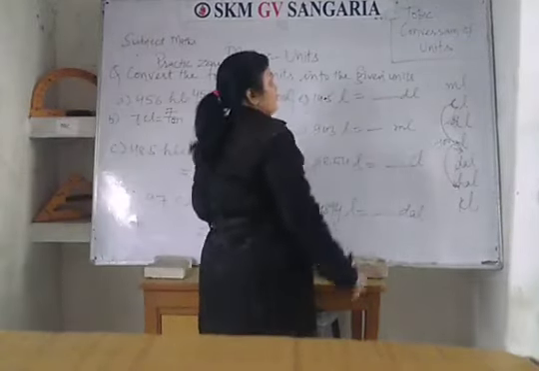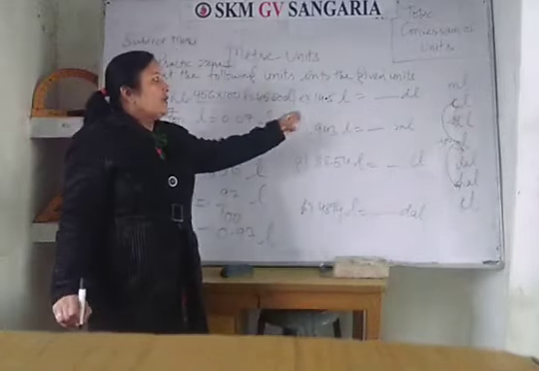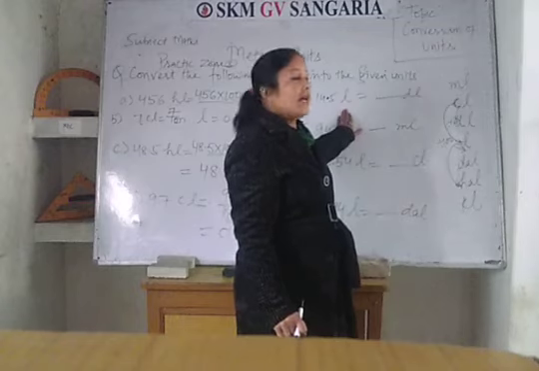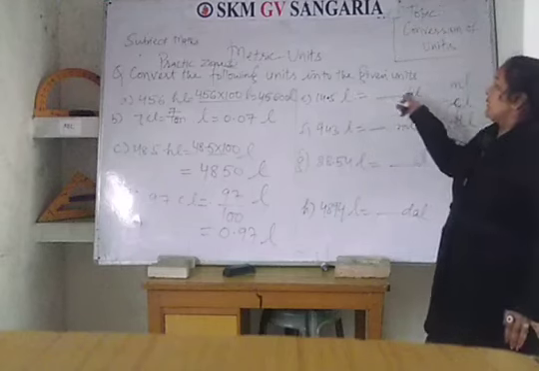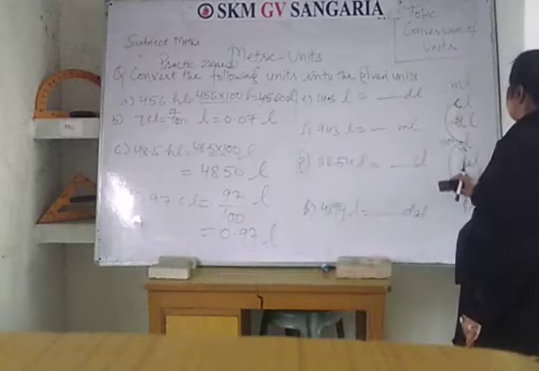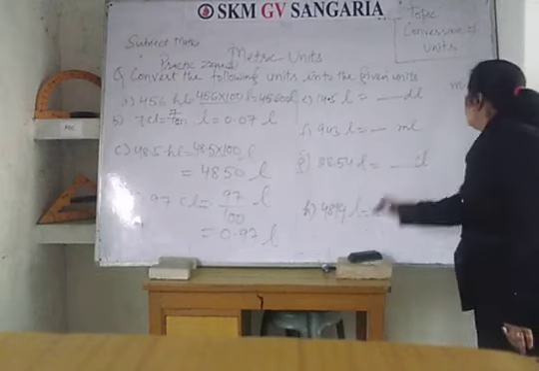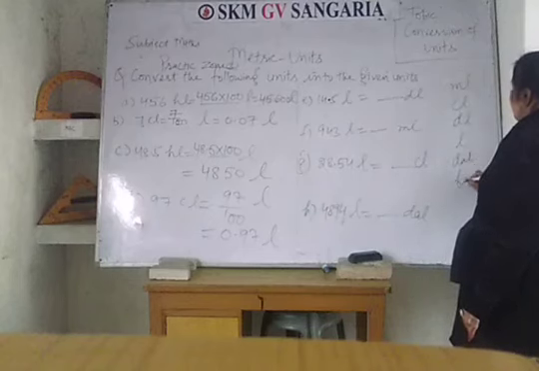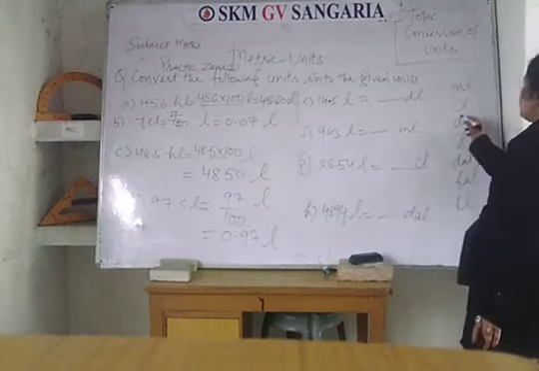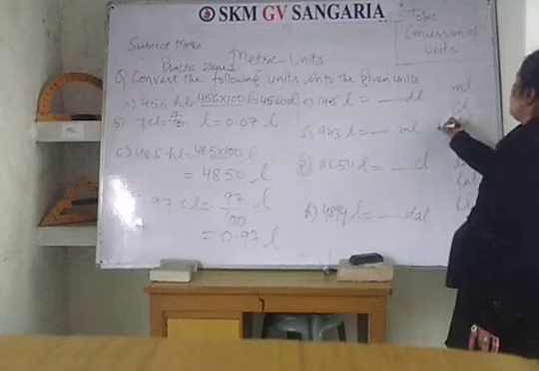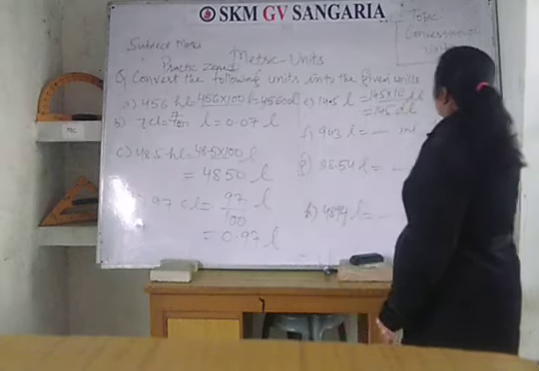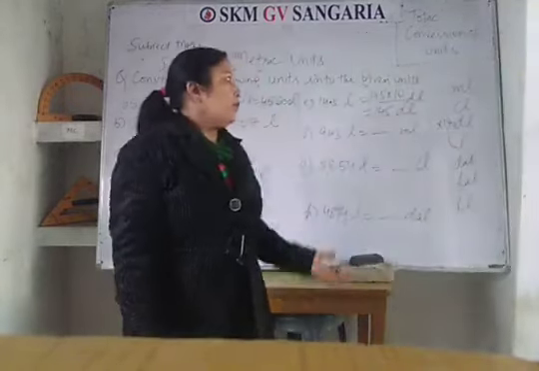Then 14.5 liters is equal to how much deciliter? Liters are greater than deciliters. When a greater unit is converted into a smaller unit, we multiply. Liter is to be converted into deciliter: milli, centi, deci, liter, deca, hecto, kiloliter. So we multiply by 10. 14.5 will be multiplied by 10 and you will get 145 deciliter.